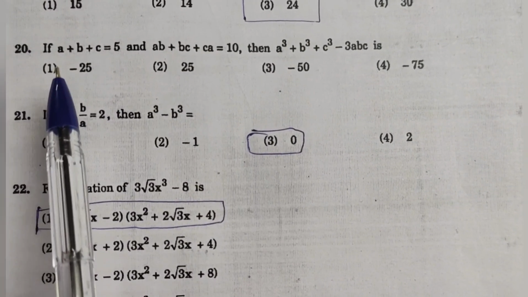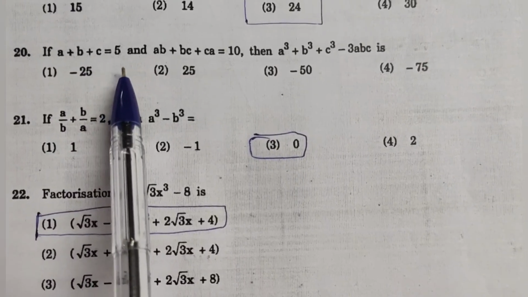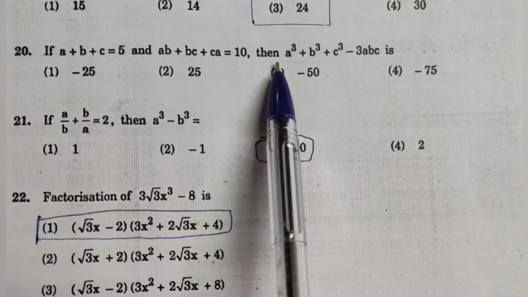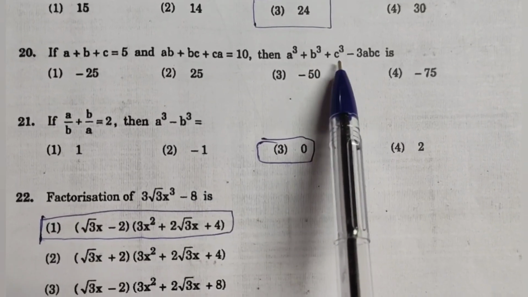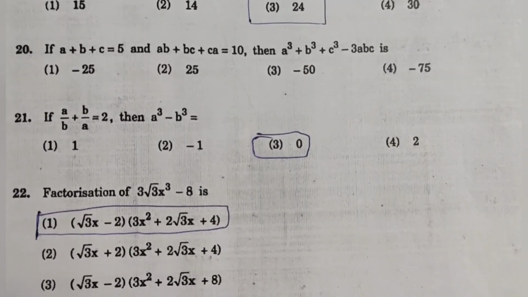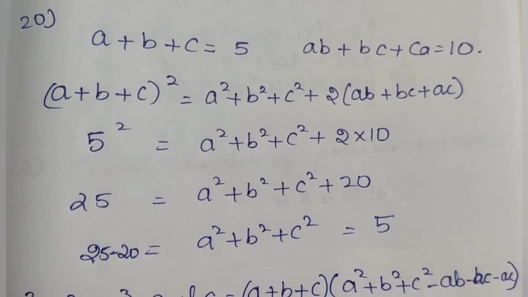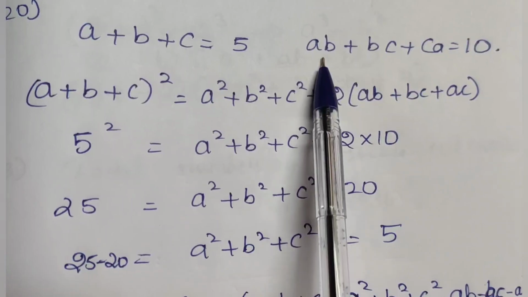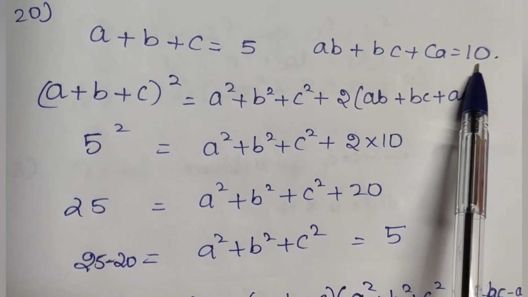Question number 20. If A plus B plus C equal to 5 and AB plus BC plus CA equal to 10, then A cube plus B cube plus C cube minus 3ABC is dash. Given A plus B plus C equal to 5. Also given AB plus BC plus CA equal to 10.